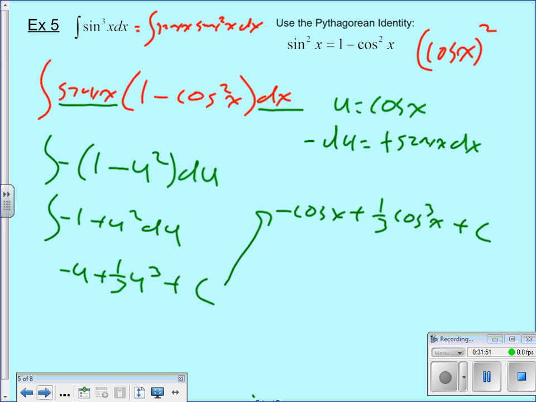Now, this does not look like, if you took the derivative, you would end up getting sine cubed. But if you take the derivative and then use the substitution that we started the whole thing with, the Pythagorean identity substitution, you will end up with sine cubed. It doesn't look like it. The derivative of your answer does not always look like the original problem, but can be manipulated to look like the original problem. That's what happens here.